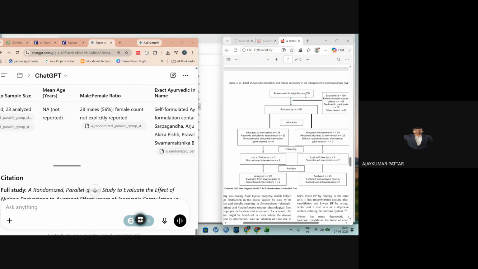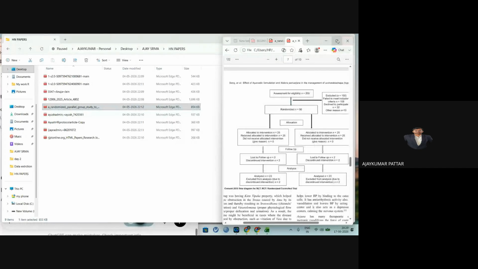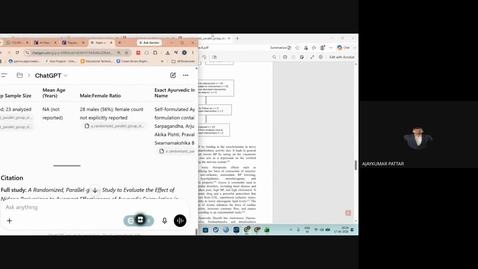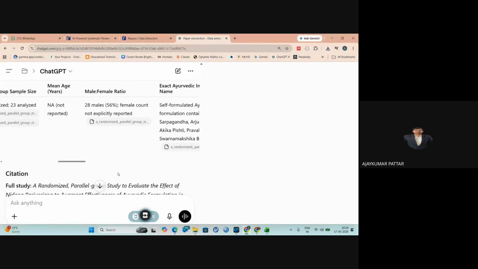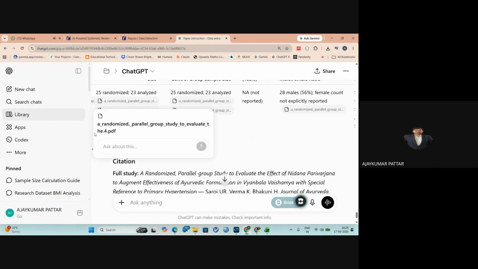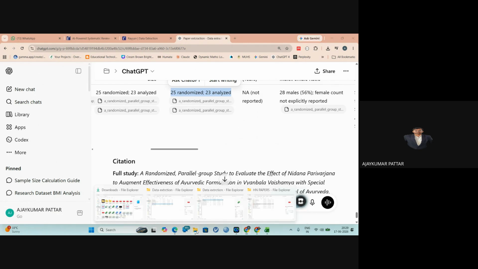See this chart; if we look at it, everything will be mentioned. Total assessed 200, randomized 50, then allocation 25 each. I will open it in full form, then it is easy. Then loss to follow-up: two people from 25, and here also two people lost to follow-up. Then each group has 23. So that's why it is mentioned properly in ChatGPT. 25 randomized, 23 analyzed. Based on that chart, it has taken it properly.